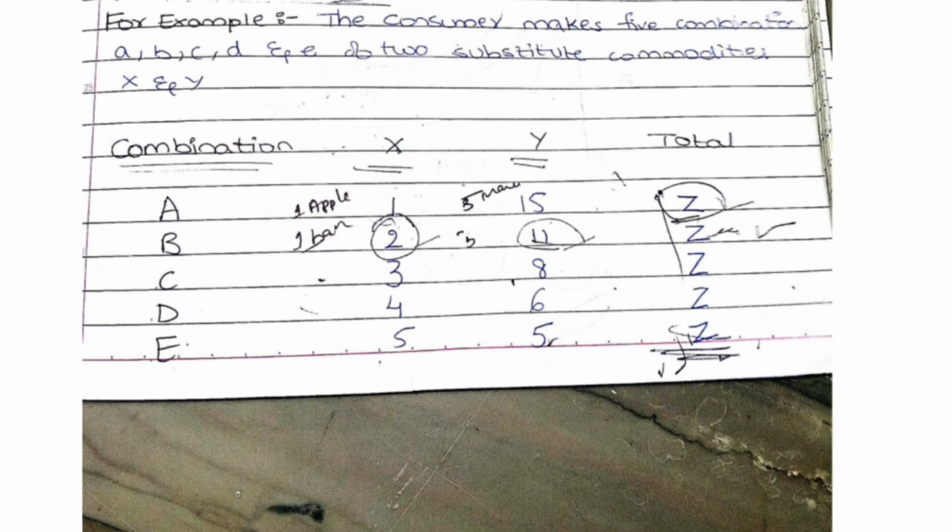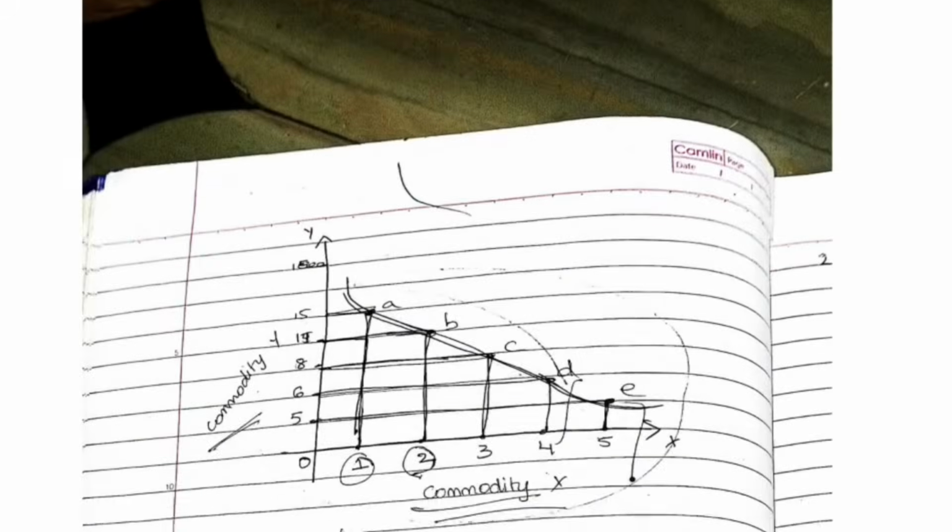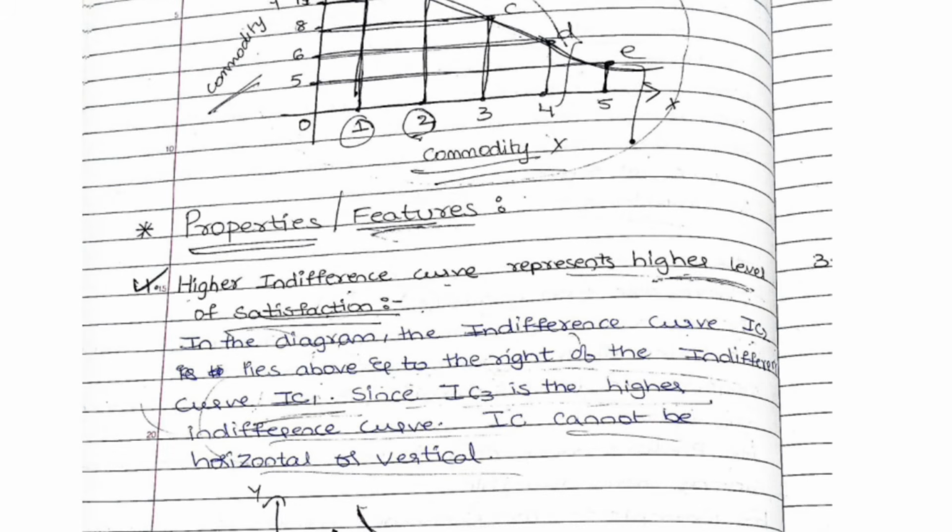What is B thinking? If he eats two apples, he will get the same satisfaction. If he is eating some number of bananas, he is getting the same as the apples. Means two apples is equal to that many bananas. Like that, substitution of commodities to get the same level of satisfaction is called indifference curve analysis. How will it be indifference curve analysis?